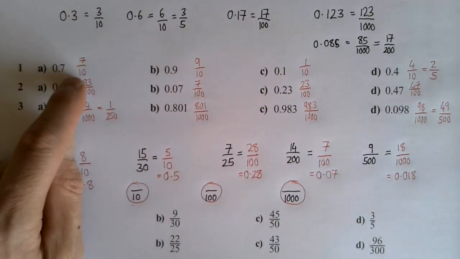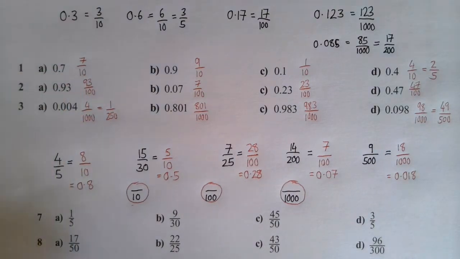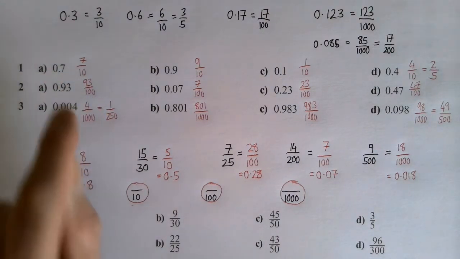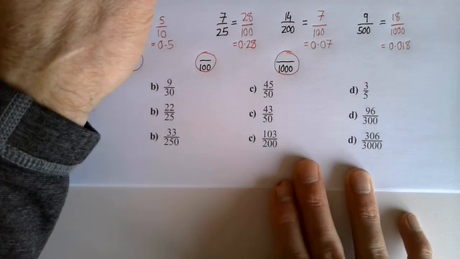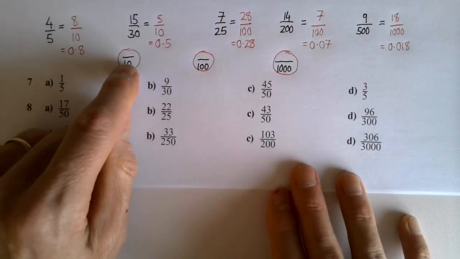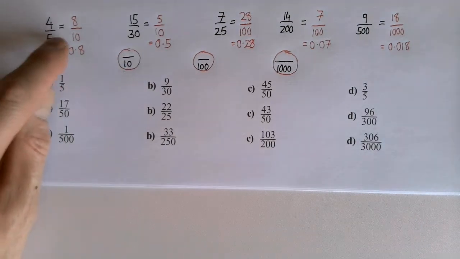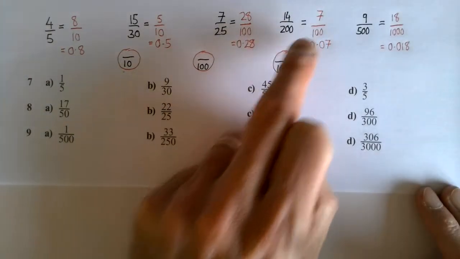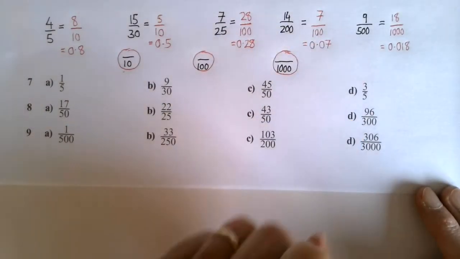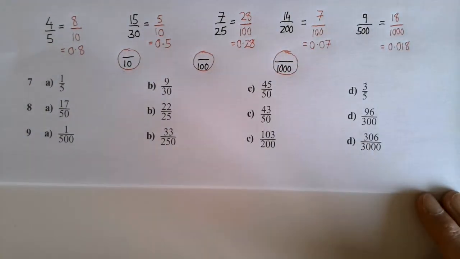We know if we've got a fraction with 10 as a denominator, it's going to be in tenths. 100, it's going to be hundredths. 1000, it's going to be thousandths. So if we can get a fraction to have a denominator of 10, either by multiplying or dividing, easy to write it as a decimal. If we can get a fraction to have a denominator of 100, either by multiplying or dividing, easy, and similarly for 1000.